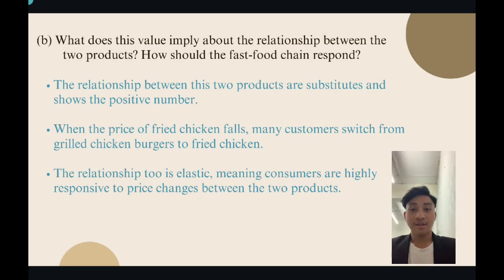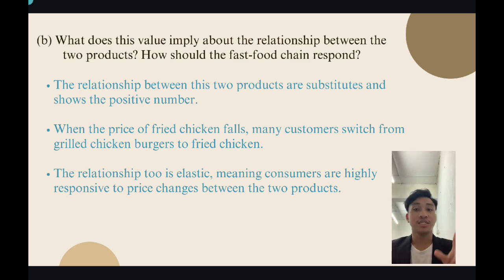Okay, I've done with my explanation about the step calculation for this XED. So I will continue to the next question, which is: what does this value imply about the relationship between the two products, and how should the fast food chain respond? Right. So in my research, I can tell three things. The first one, the relationship between these two products is substitute and shows a positive number.